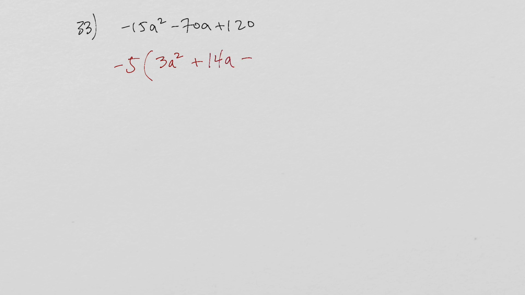Okay, number 33 says negative 15a squared minus 70a plus 120. Okay, it looks like all of these are divisible by 5. And this leading coefficient is negative, and I don't want it to be. So I'm going to factor out a negative 5. And that's going to make this a positive 3a squared, a positive, let's see, 14a, and a negative, 5 goes into 120 twice, 24.